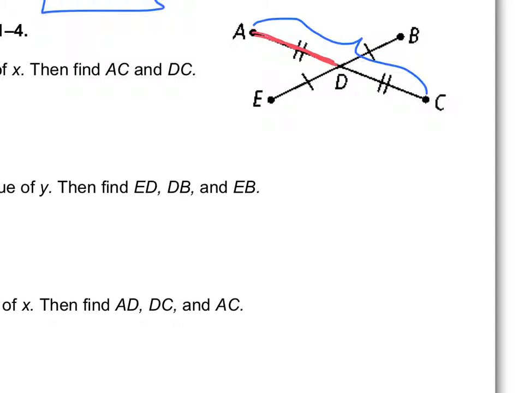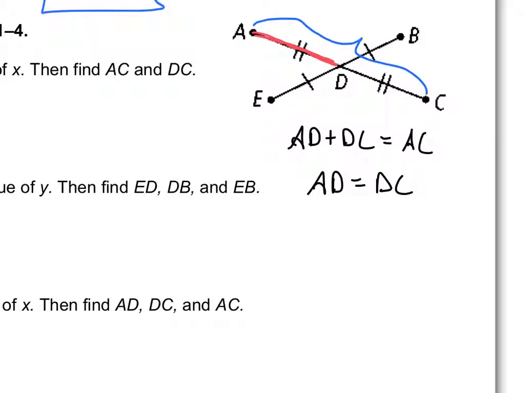So I could set up two different equations right now from definitions or postulates that we have in class. I could set up a segment addition postulate saying that AD plus DC equals AC. And I could set up a midpoint definition, because look, AD and DC are both marked congruent. So therefore, I know that AD equals DC.